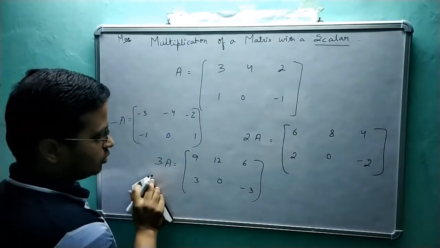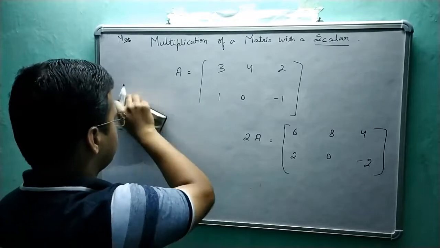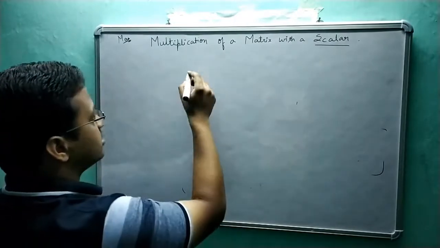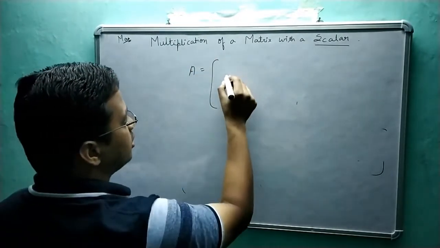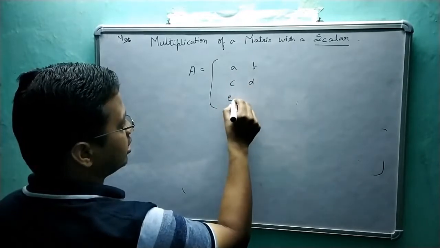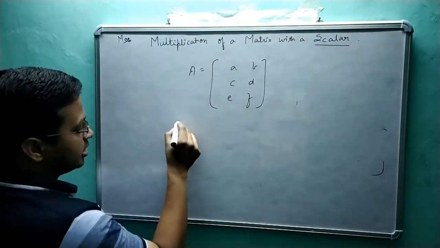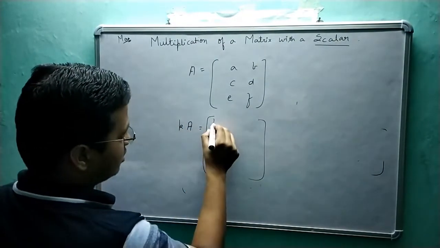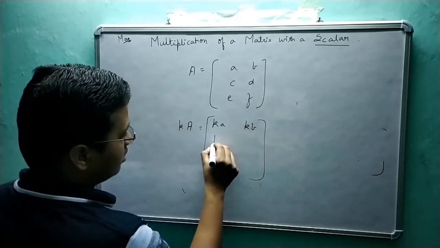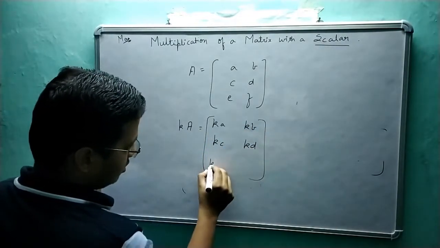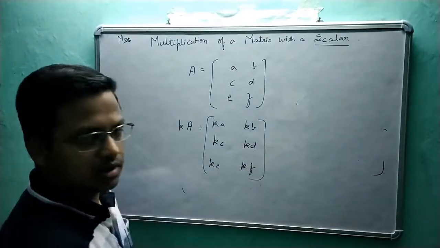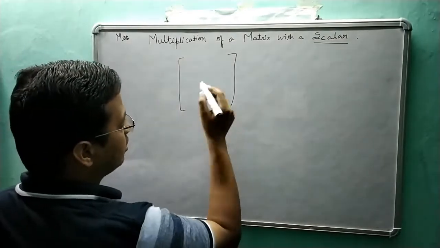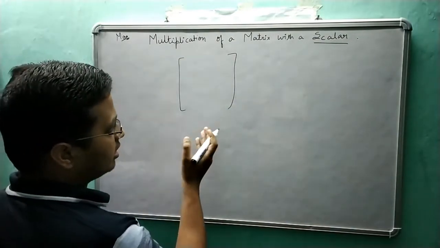Alright. So suppose we have a general matrix, something like A is equal to a, b, c, d, e, f, and we multiply the matrix A with a scalar, that is k, we get another matrix ka, kb, kc, kd, ke, kf. Similarly, we can also take a single element common from all the elements of a matrix outside.